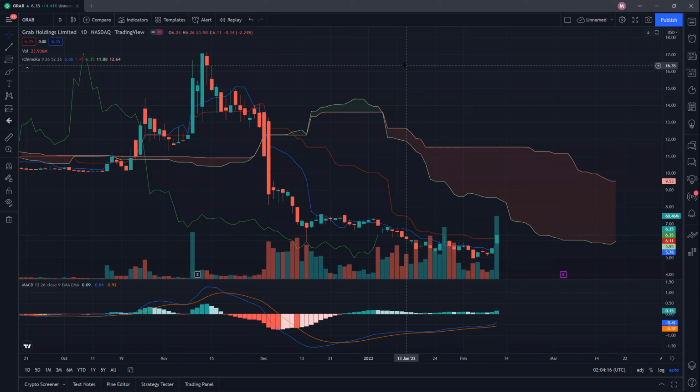I'll first start off by analyzing the daily charts, followed by the weekly charts, and monthly if necessary. So let's take a look at GRAB. It has been downtrending for a while.